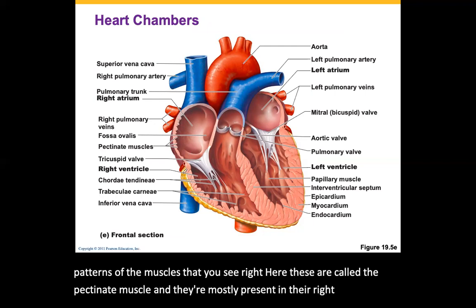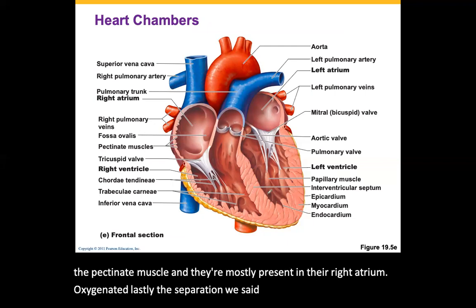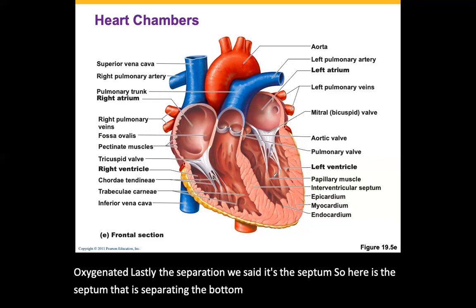And again, the blood that is on the right side of the heart would be deoxygenated, and blood on the left-hand side would be oxygenated. Lastly, the separation, we said it's the septum. So here is the septum that is separating the bottom half of the heart, called the interventricular septum.